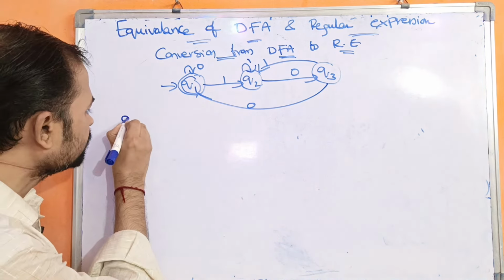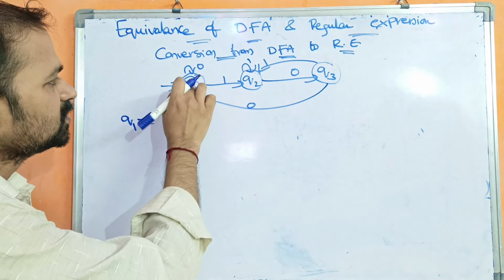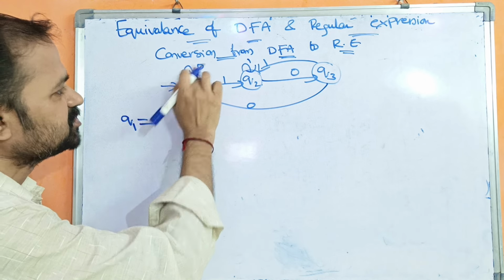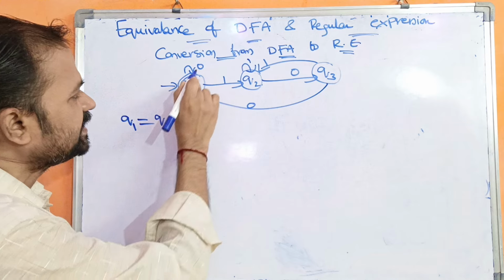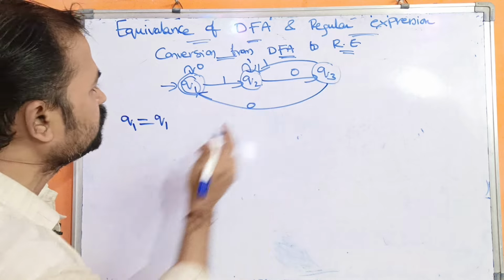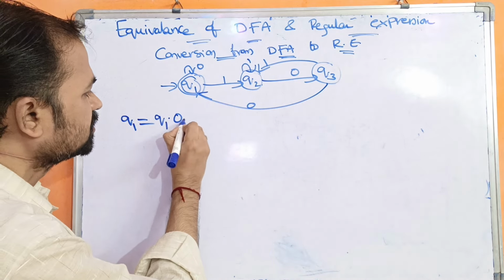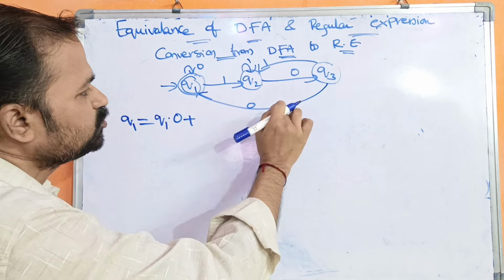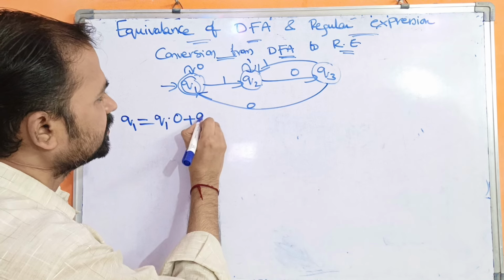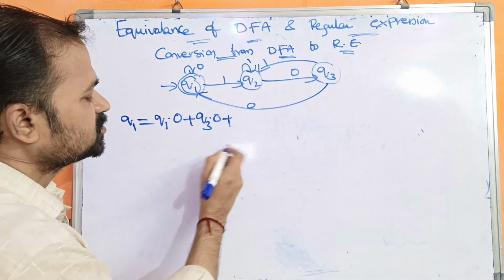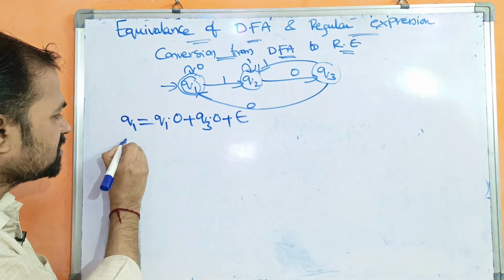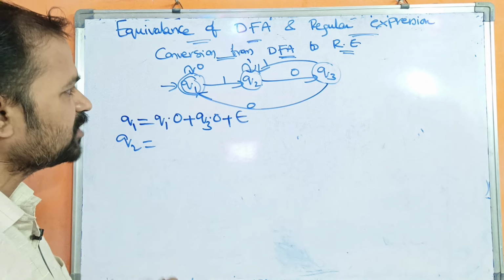So Q1 is equal to, what are the incoming edges? We have one incoming edge, on applying 0, and one more incoming edge, 0 on Q3. So Q1 on 0 gives Q1, and Q3 on 0 gives Q1. This is the initial state as well as the final state. For the initial state we have to add epsilon.